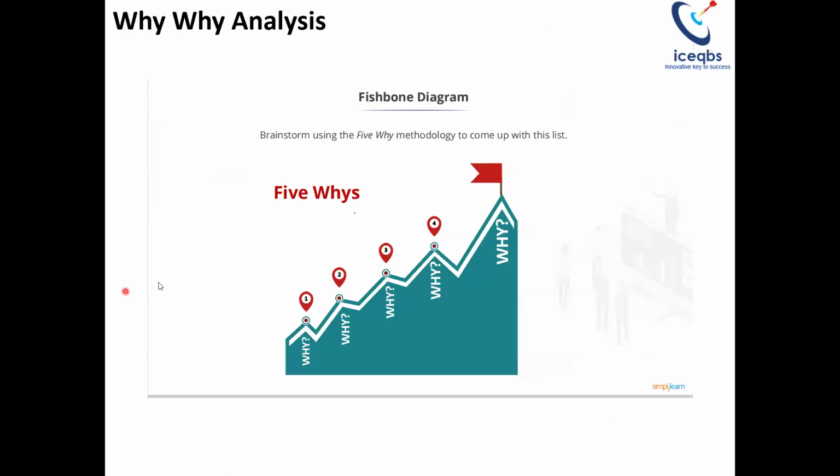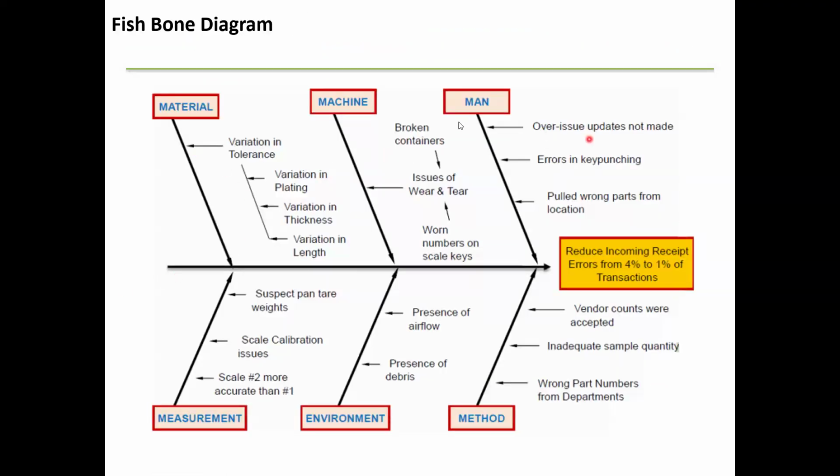Once you have done the fishbone diagram, you can see that you are capturing the root causes maybe at the first level. Sometimes you may also have to go to the second level. For example, for the incoming receipt error, the variation in tolerance is one of the root causes. When I talk about variation in tolerance, you can go to the second level root causes also. Within variation in tolerance, what are they? Variation in plating, variation in thickness, variation in length, etc.